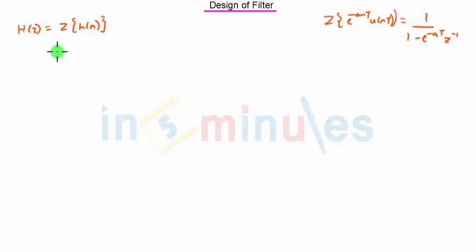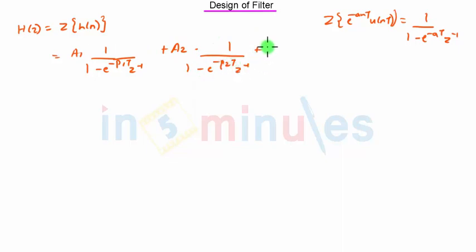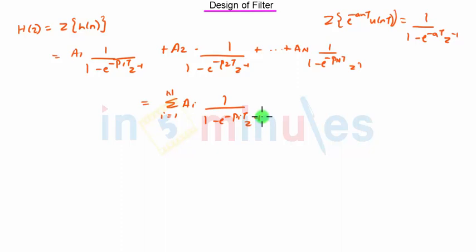So taking the z transform of h(n) will give, using the same formula, a1 into 1 upon 1 minus e^(-p1 T) z^(-1), plus a2 into 1 upon 1 minus e^(-p2 T) z^(-1), plus, and it goes on to aN into 1 upon 1 minus e^(-pN T) z^(-1). So it comes out to be the summation i = 1 to N of a_i into 1 upon 1 minus e^(-p_i T) z^(-1).